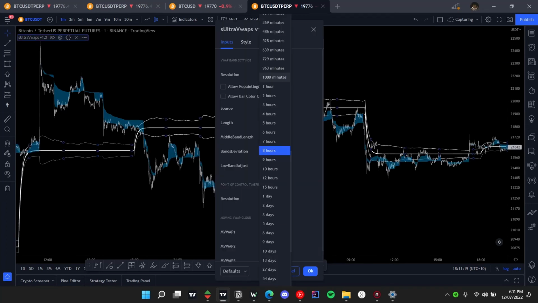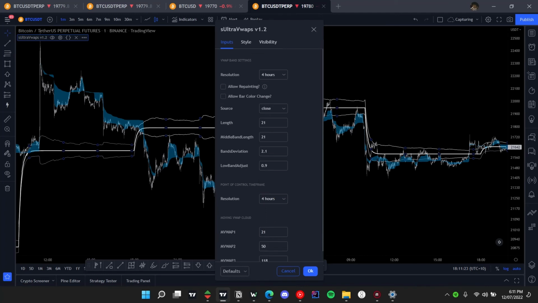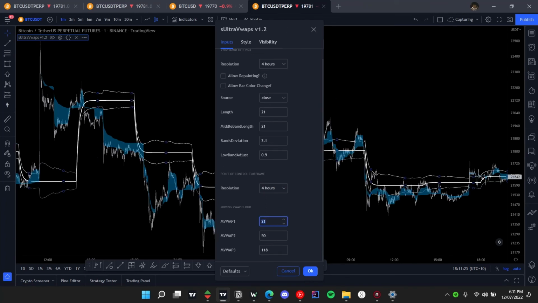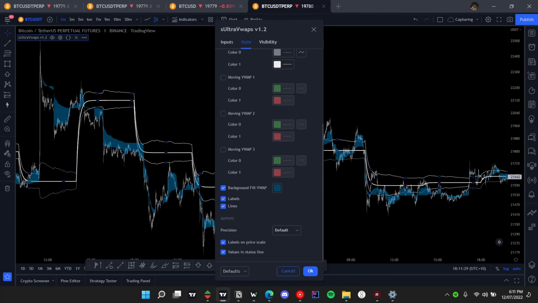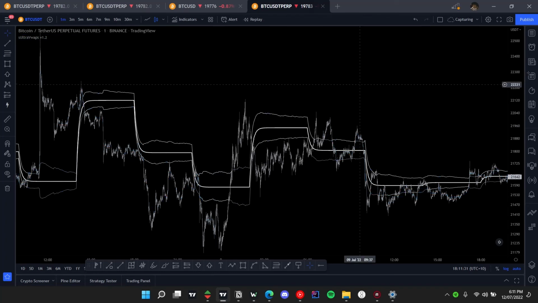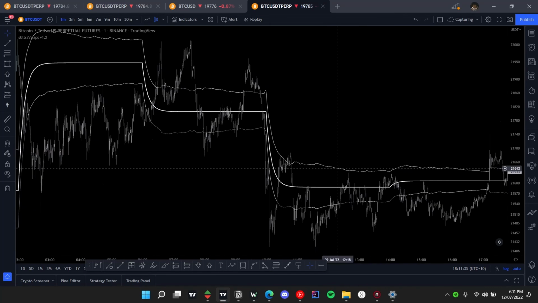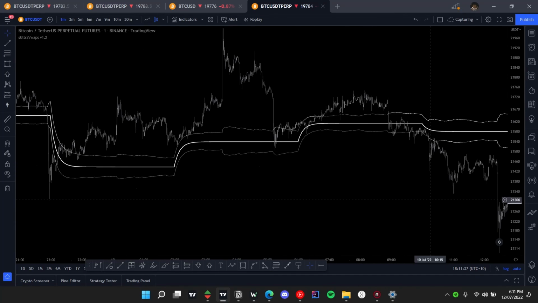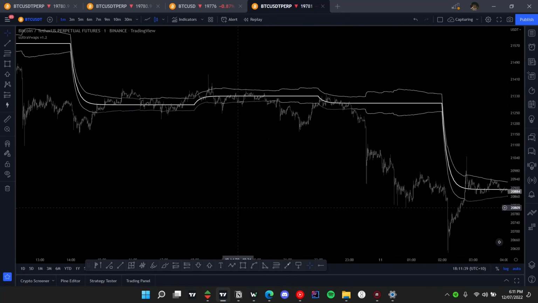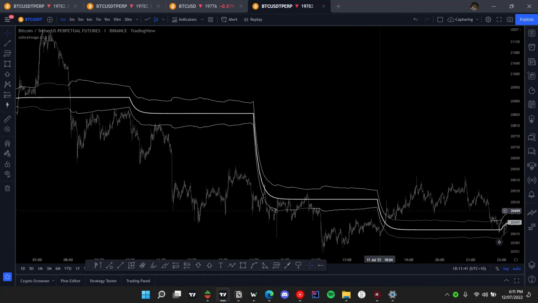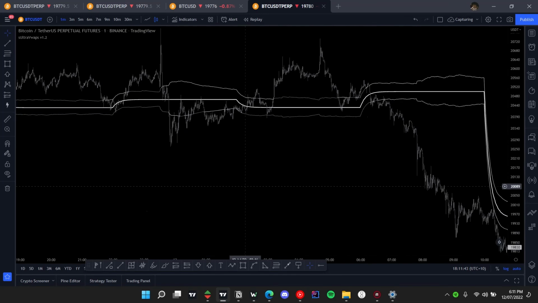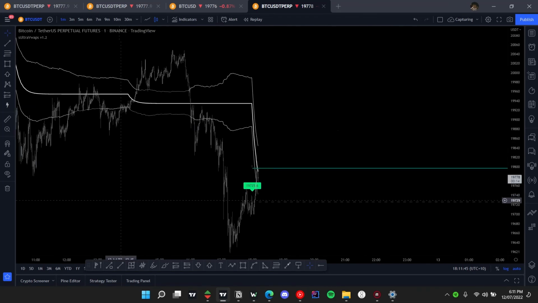Let me just do another thing for you. If you use 4 hours, let's say we use 4 hours on this, and remove the cloud, what does it look like? With the 4 hours, you're taking the confluence of the 4 hours volume and making calculated judgment on the 1 minute time frame.